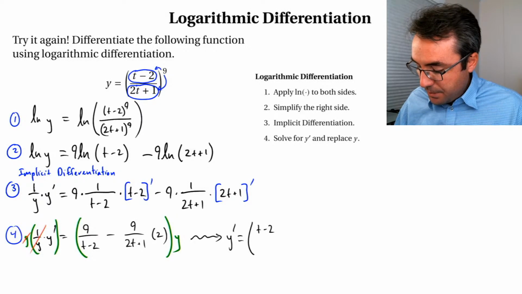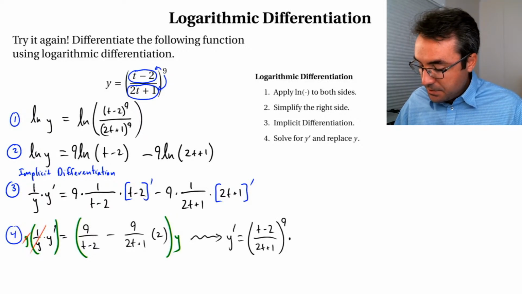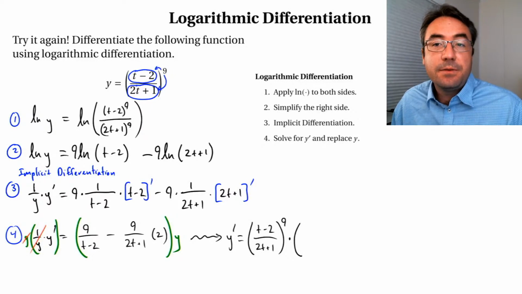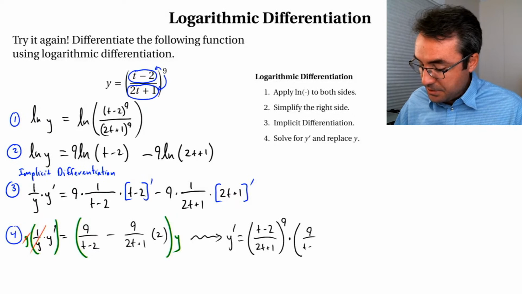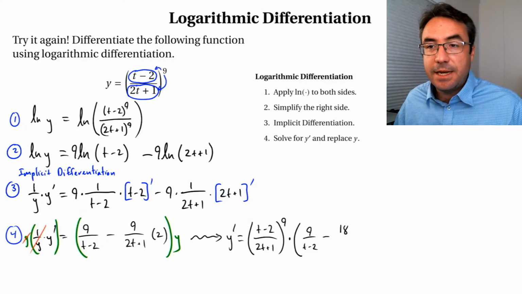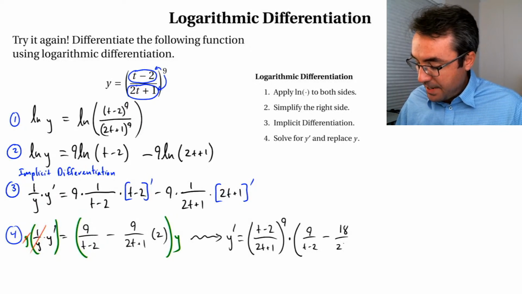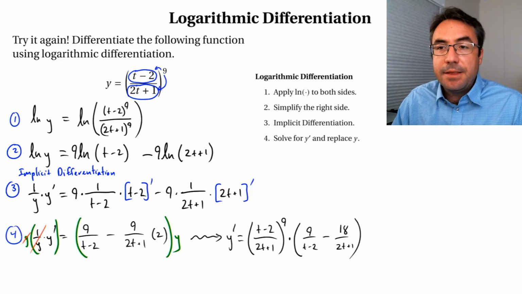So let's fill in what we know y is. It was that original fraction all raised to the power 9. And then we have it multiplying, and then we could just fill in what we found from before. So 9 over t minus 2 minus, and I'll simplify the arithmetic there. I'll do the 9 times 2 to get 18. So we have 18 over 2t plus 1. And there's our derivative.